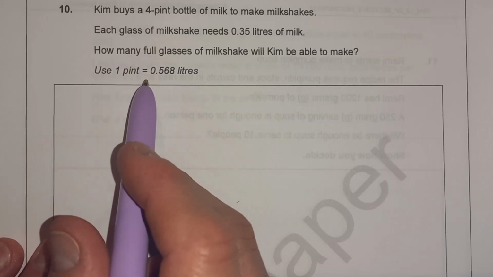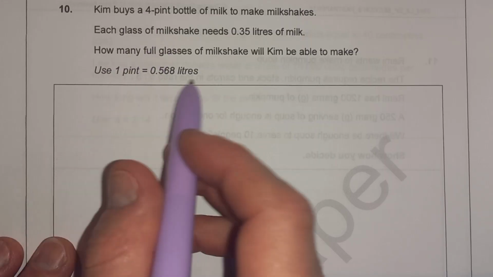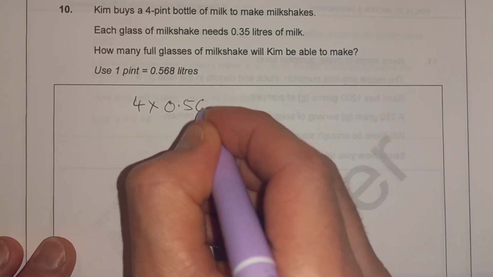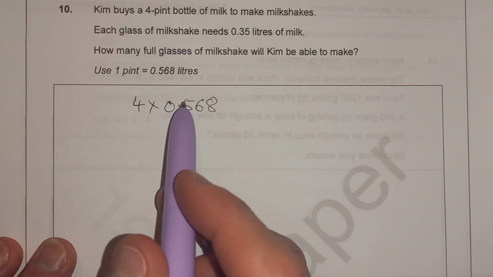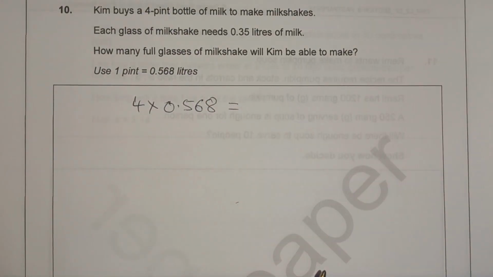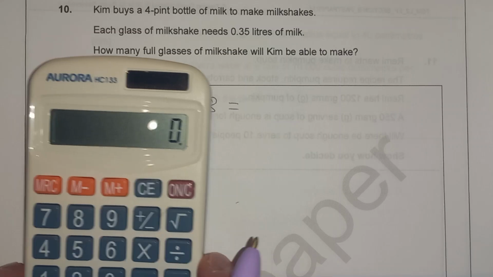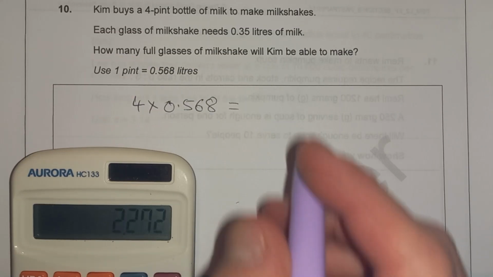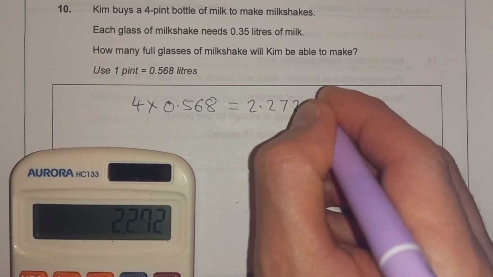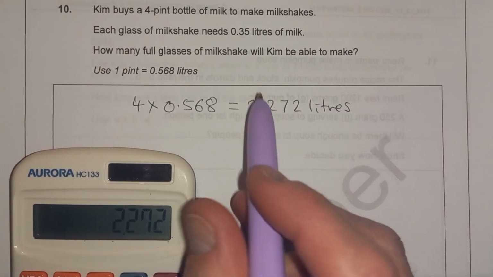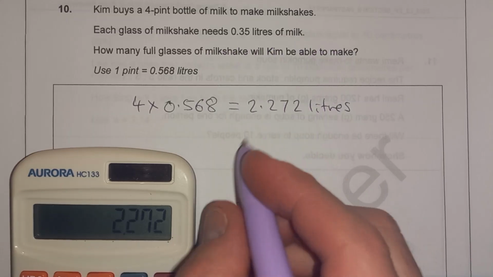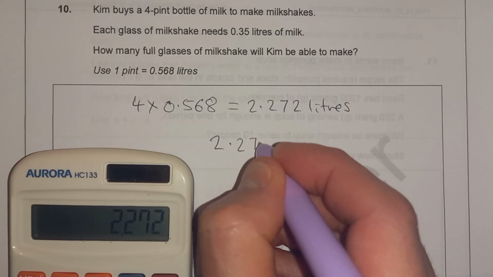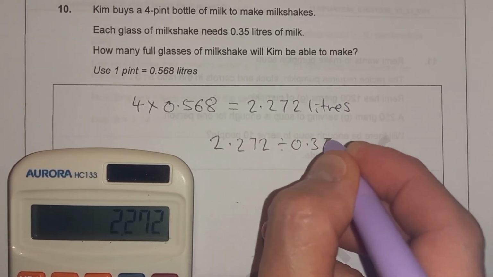Okay, so we've got 4 pints. What we need to do is multiply the 4 by 0.568. So we're converting the 4 pints into litres. So let's have this down here. 4 times 0.568 gives us 2.272 litres. Each glass is 0.35 of a litre, so we want to know how many of those are going to fit in here. So we're going to do 2.272 divided by 0.35.